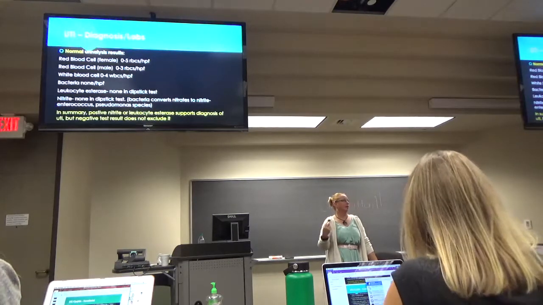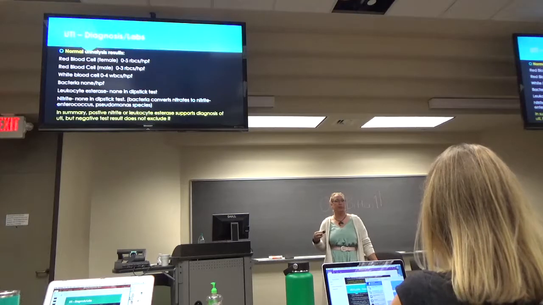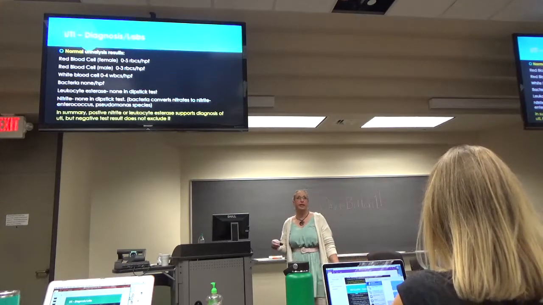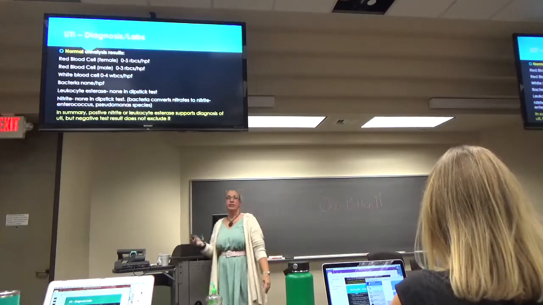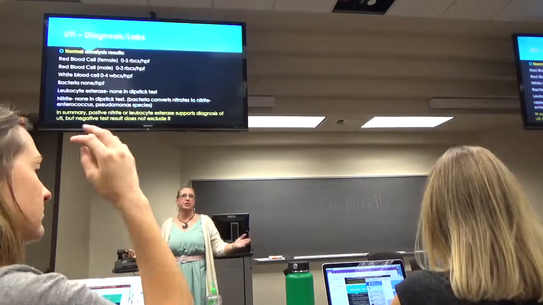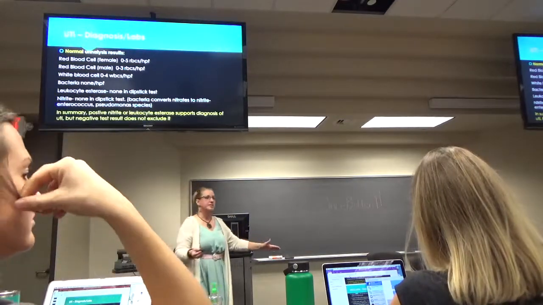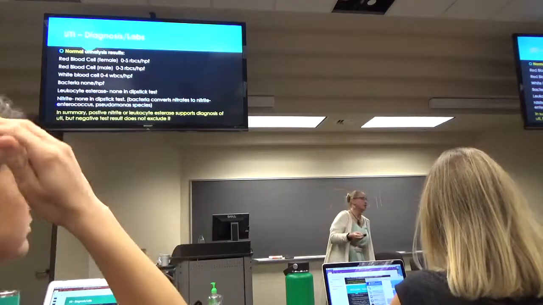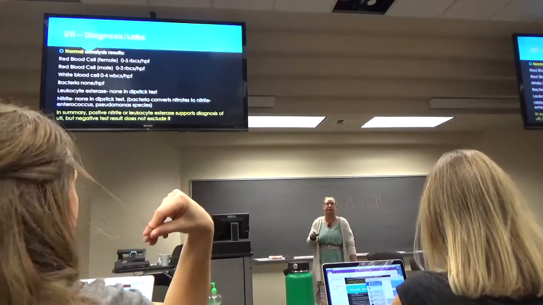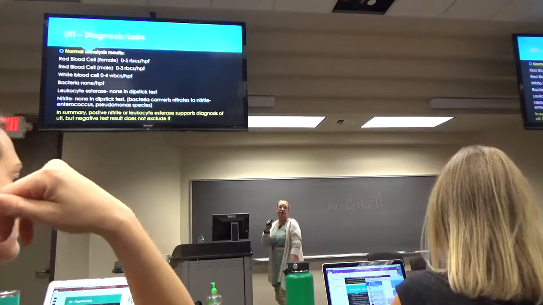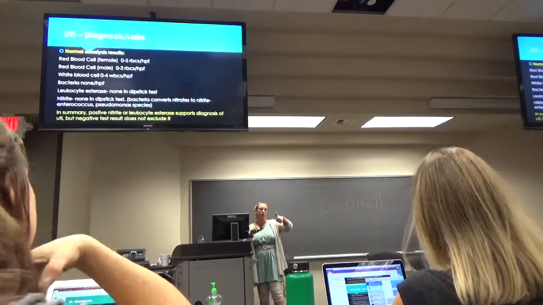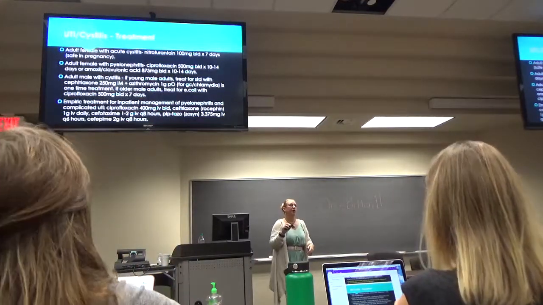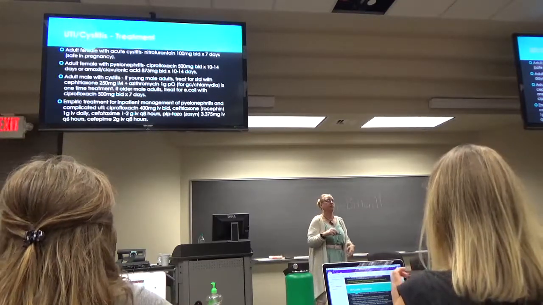Same way with your sed rate and your CRP. You've got inflammation or infection if those are elevated, but if it's negative, we don't. So it's a ruling out test. And then once you've confirmed that that's what's going on, such as in sepsis, and you've met all of those criteria, then your CRP and your procalcitonin for an adult are going to be your parameters that you're going to be watching for. Treatment, we've already known this.